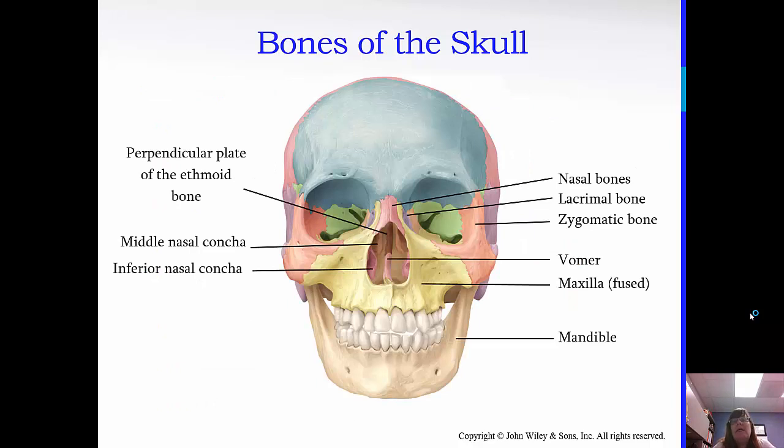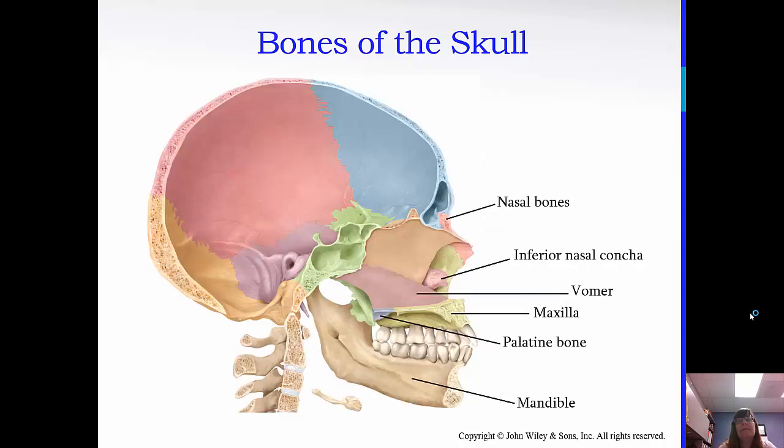So the ethmoid bone does have a very important area called the perpendicular plate. And then you can see the middle and inferior nasal conchae as well. You can see the vomer bone. Like I said, it's down in the nose. The fused maxilla, the mandible, your zygomatic bones, lacrimal bones, and nasal bones. Here's another view showing you all of those bones. So as you can see, the vomer bone is actually a pretty big bone. And there, that tiny blue spot behind the maxilla is the palatine bone.